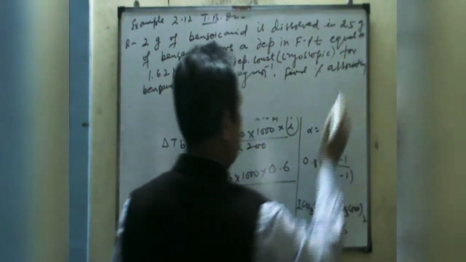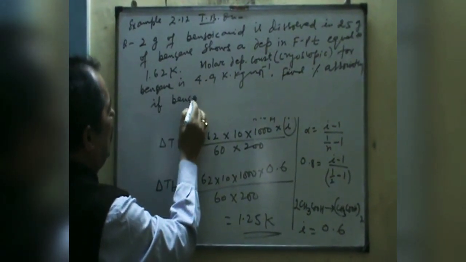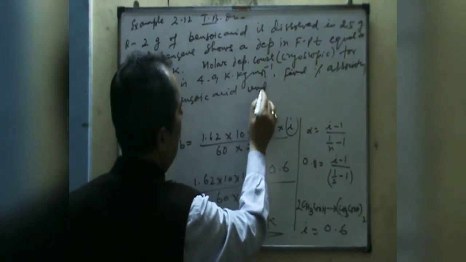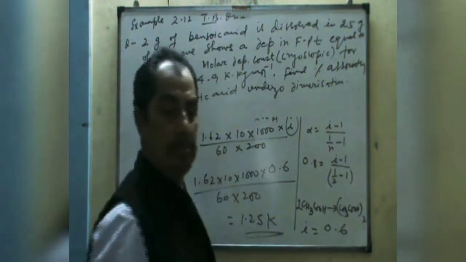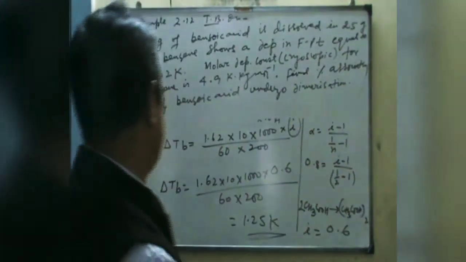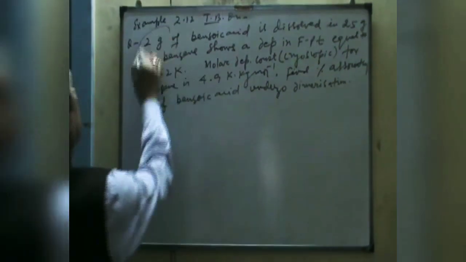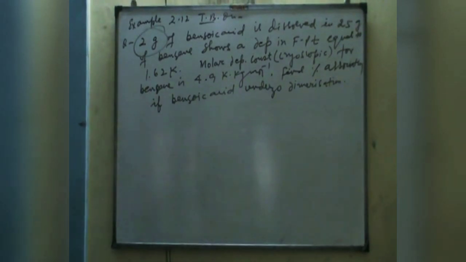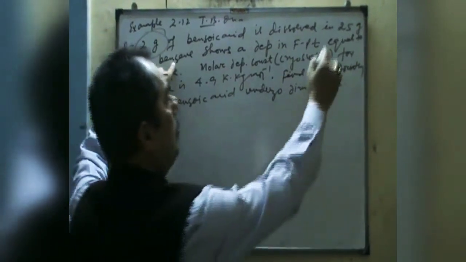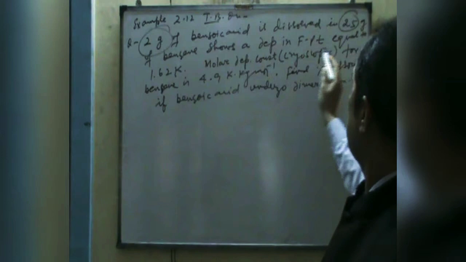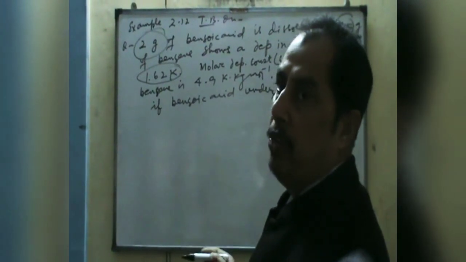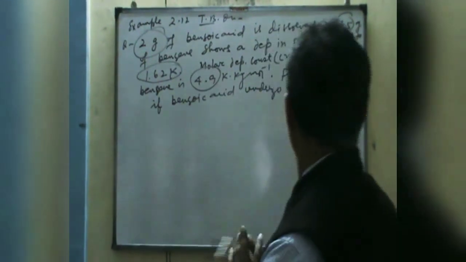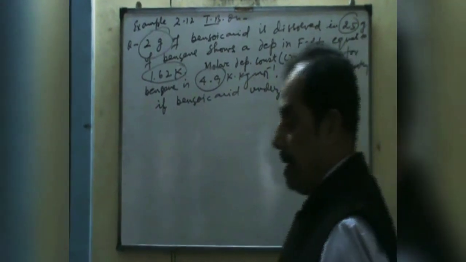if benzoic acid undergoes dimerization in solution. So dear students, if such a question may come in your paper based on association, what do you do first? First you find the parameters. Solute amount is given, 2 gram, dissolved in 25 gram of benzene. It is the solvent. So the depression in freezing point, delta Tf, is 1.62. Molar depression constant, the cryoscopic constant, is the value for 1 mole solute in 1 kg of solvent.